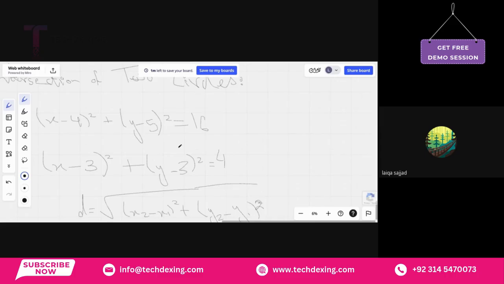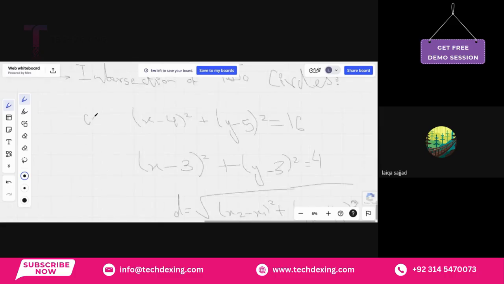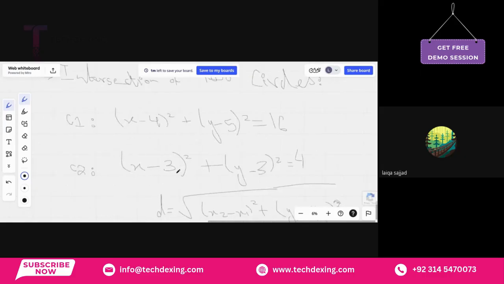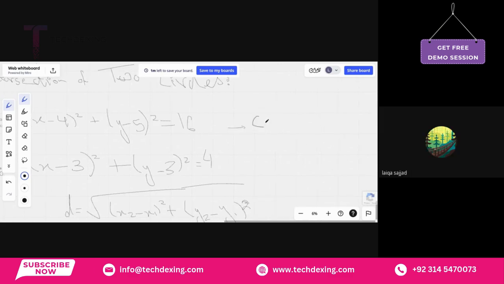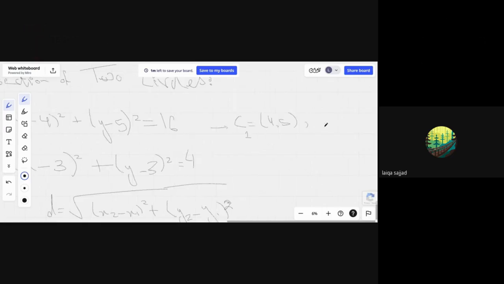So for example, if I say this is circle 1 and the next one is circle 2, you have to tell me the radius and the coordinates for the center for both of these circles. What's the central point for circle 1? 4 and 5. Yes, very good. The center will be 4, 5. What about the radius? Let's call it C1 and the radius is R1. Is it 8? No, it's not.